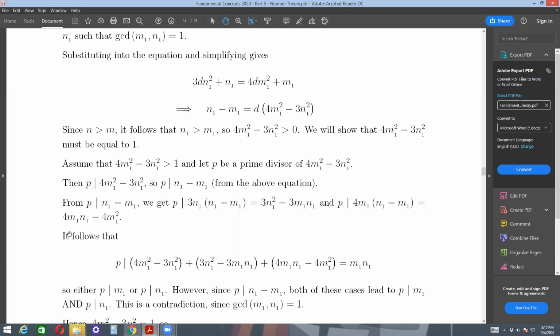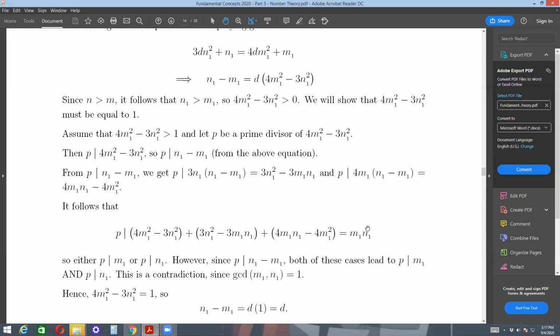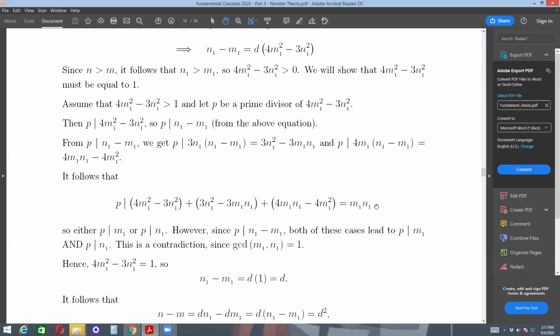Basically, you just go through the process and you get that P divides M1 N1. Now, if P divides M1 N1, P is prime, it divides a product, so it has to divide one of them. Either it divides M1 or it divides N1. Regardless of which one it does divide, you know it divides the difference of the two of them. So if it divided N1 and it divides the difference, it must divide M1 and vice versa. So both of those cases lead to P dividing both of them, which is a contradiction because the GCD of both of them is 1. That's how you prove that there are no prime divisors of this. You assume there's a prime divisor and you have a contradiction.